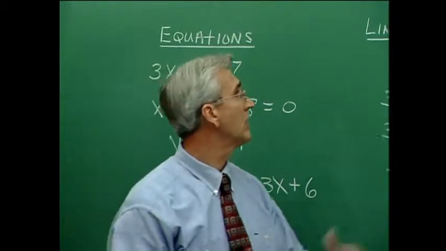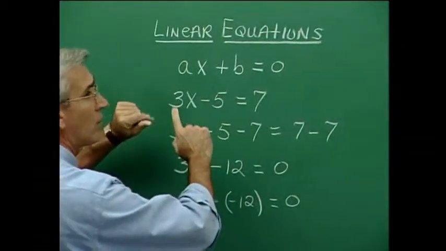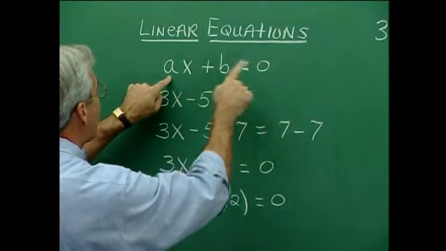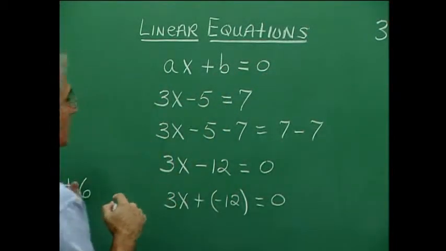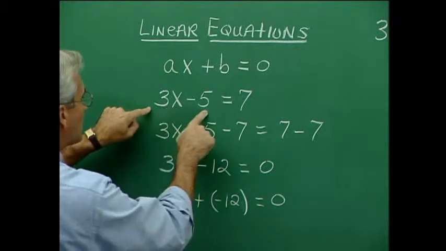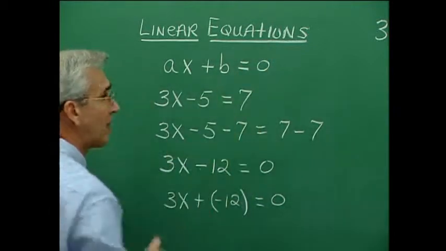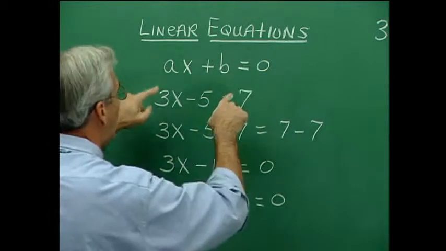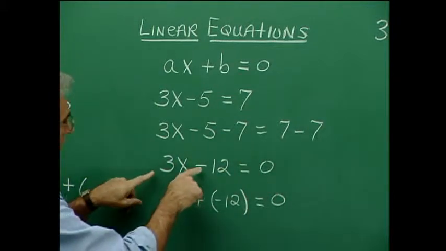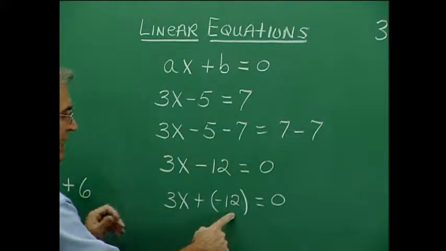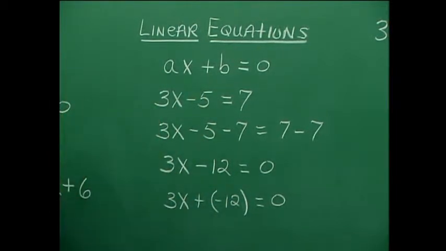First type we're concerned with are linear equations. Linear equations are all the equations in the world that can be placed into this form, where a and b are real numbers. Now, the first equation we had up here is a linear equation. It was 3x minus 5 equals 7, and it is linear because it can be placed into that form. We subtract 7 on both sides and then rewrite this as 3x plus a negative 12 equals 0. Then we have it in the form of a linear equation.